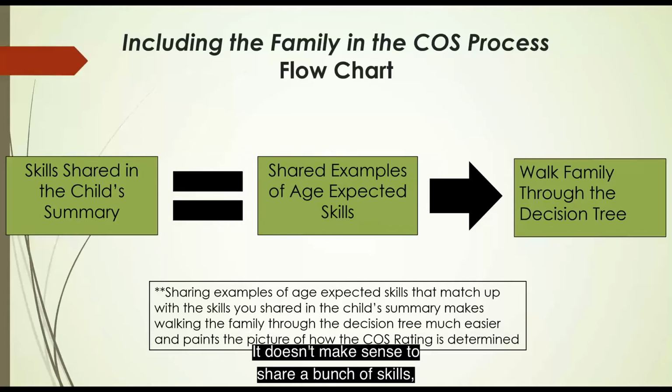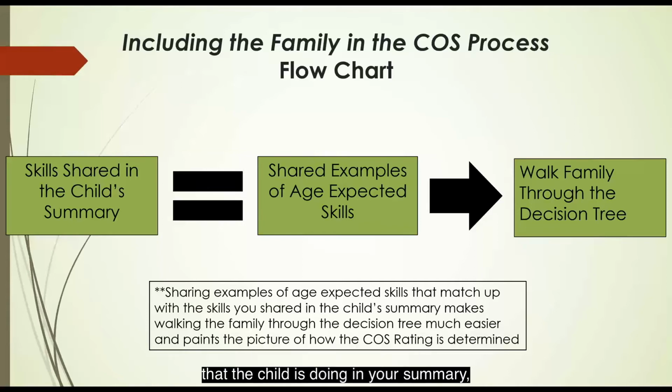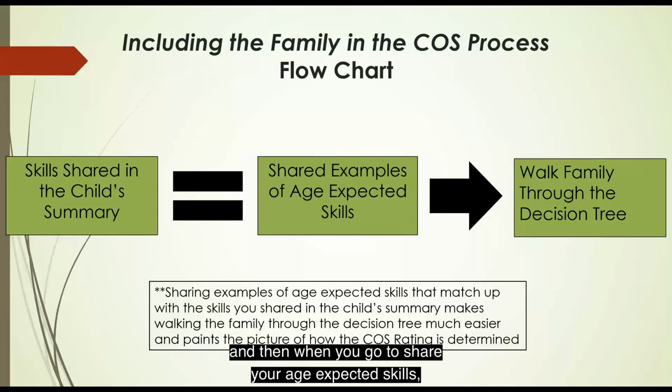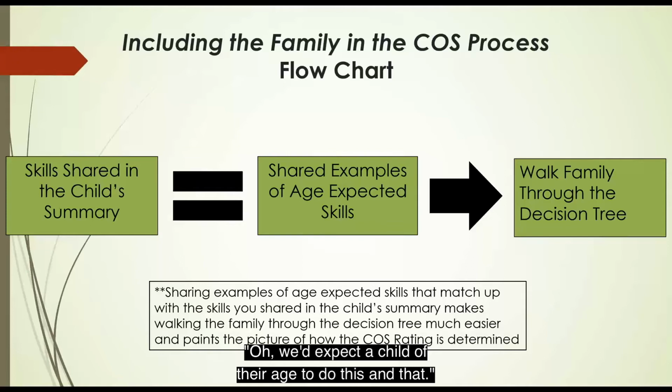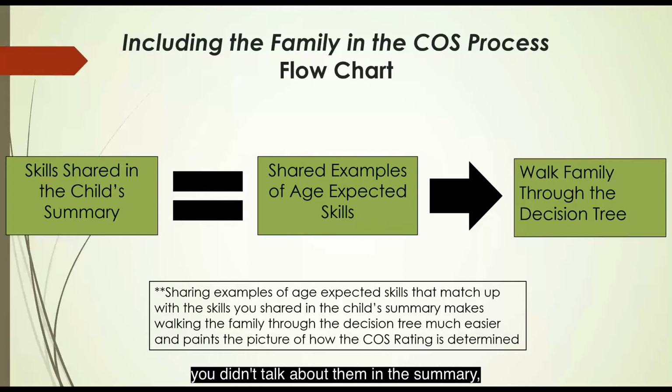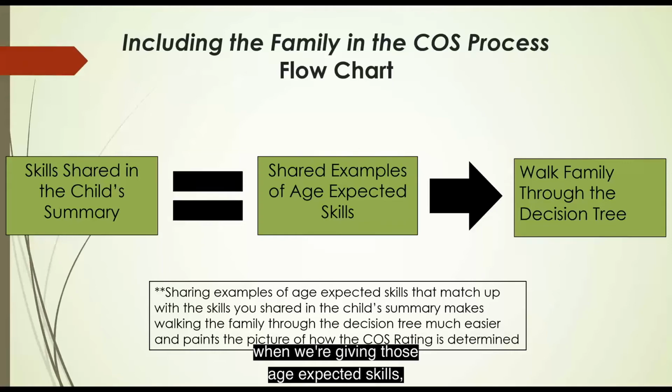It doesn't make sense to share a bunch of skills that the child's doing in your summary, and then when you go to share your age-expected skills, you say, oh, we'd expect a child of their age to do this and that, but the skills that you just said, you didn't talk about them in the summary, so you can't compare them. So we just want to make sure that when we're giving those age-expected skills, they match up with the same types of things you shared in the summary.